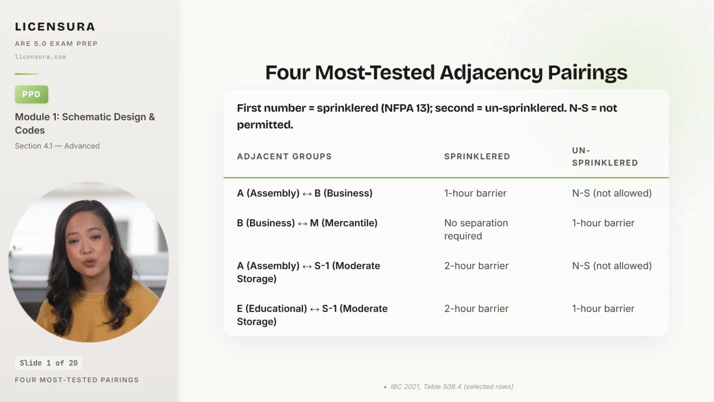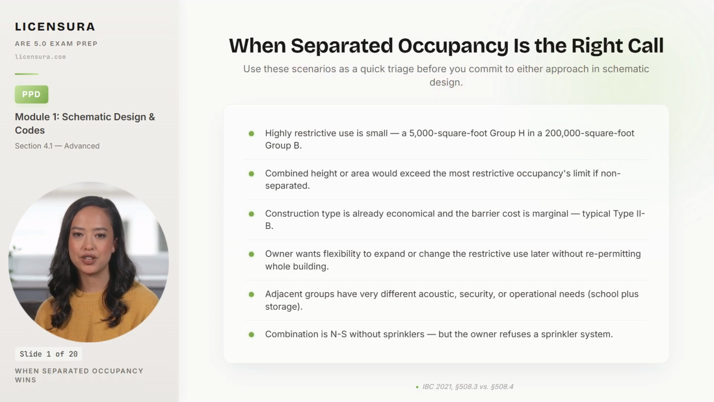Separated occupancy is the right call in some scenarios, and the wrong one in others. Here is how to tell the difference. 6 scenarios where separated occupancy beats the non-separated approach, and they all share one pattern. The restrictive use is small relative to the rest of the building. A 5,000 square foot Group H hazardous use room inside a 200,000 square foot office building is the textbook case. Non-separated would force the entire building to comply with H occupancy area and height limits, which collapses the project. Separated lets the H stay H and the B stay B.